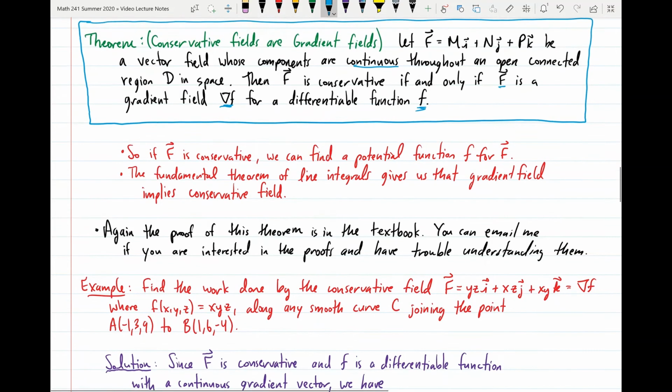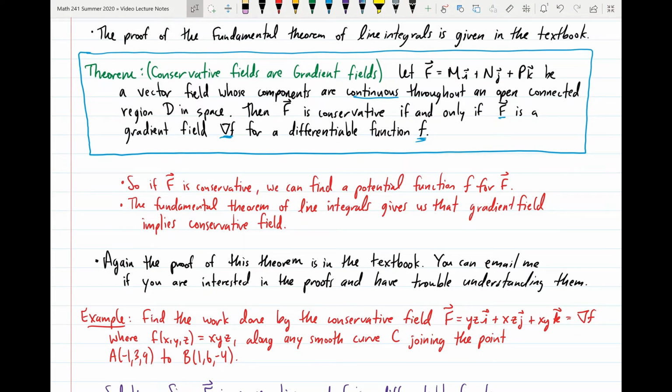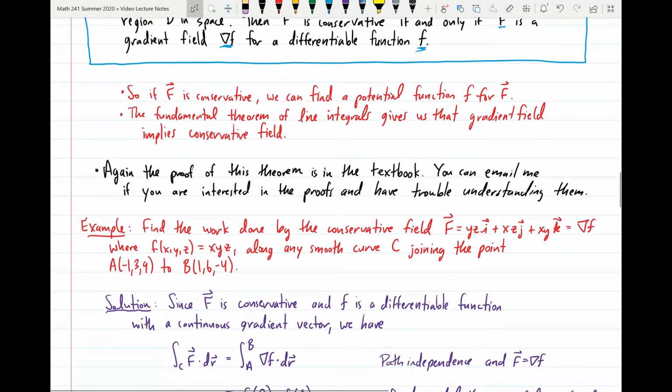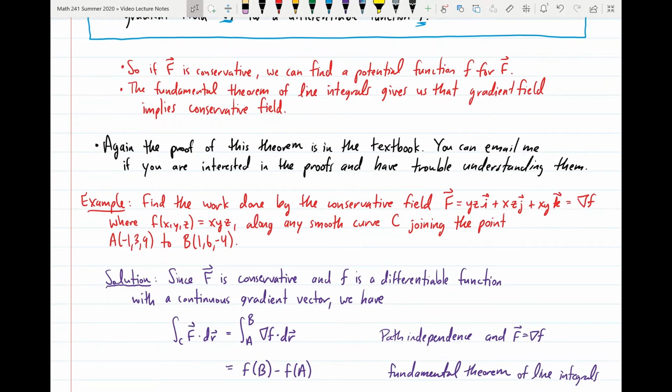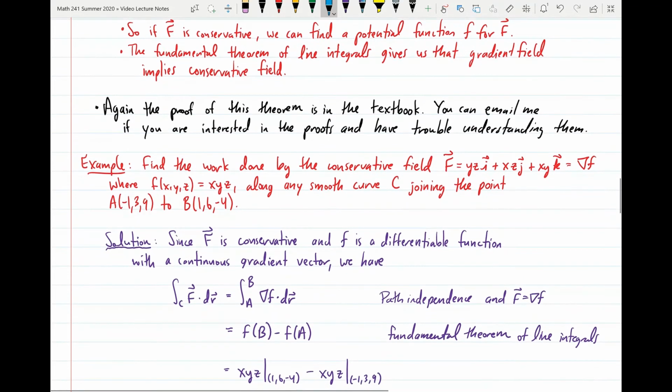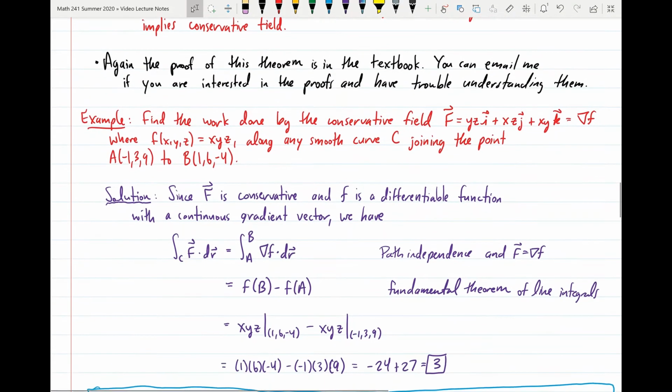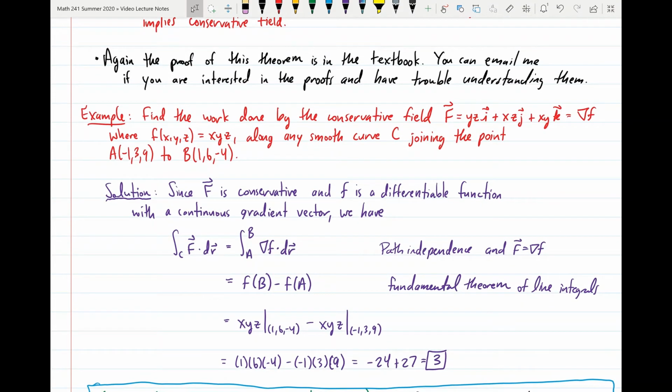So if we have a vector field that can be written as the gradient of some differentiable function, it follows that that field is going to be conservative. And again, the proof of this theorem is in the textbook. You can email me if you're interested in the proofs of any of the theorems in here and you're having trouble understanding them. I just don't want to cover them in the video because the video would be needlessly long. So in order to cut down on some time, we're going to keep some of those proofs in the textbook.